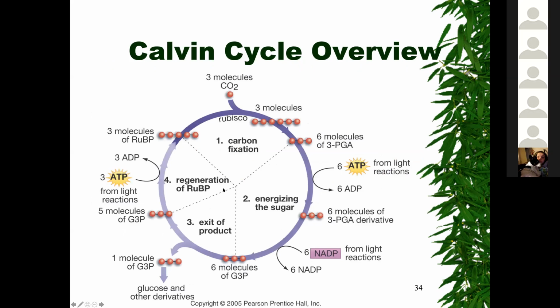Calvin cycle overview. Again, you don't have to know the structures or what all these molecules are. You just need to know what the Calvin cycle does and why it does it.